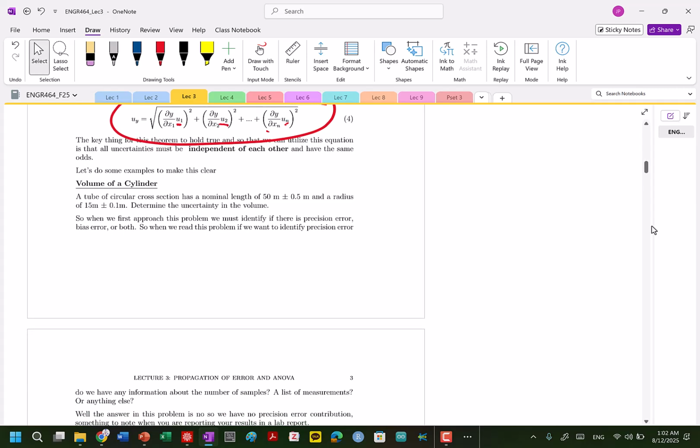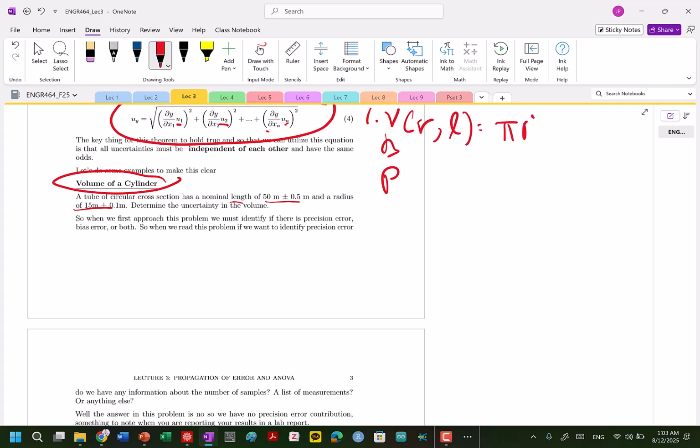So let's take our first example: volume of a cylinder. Tube of circular cross-section, nominal length of this and radius of this, determine the uncertainty in the volume. Now, when you read something like this, we need to determine, do we have bias error? Do we have precision error? What's my fundamental equation? So the first step is, what's my fundamental equation? Tube, circular cross-section, it's a volume of a cylinder, a function of length and radius. So my measurand is V, and it's a function of radius and length, and it's equal to pi r squared L. So this is my fundamental expression right here. Love it. Don't forget about it.